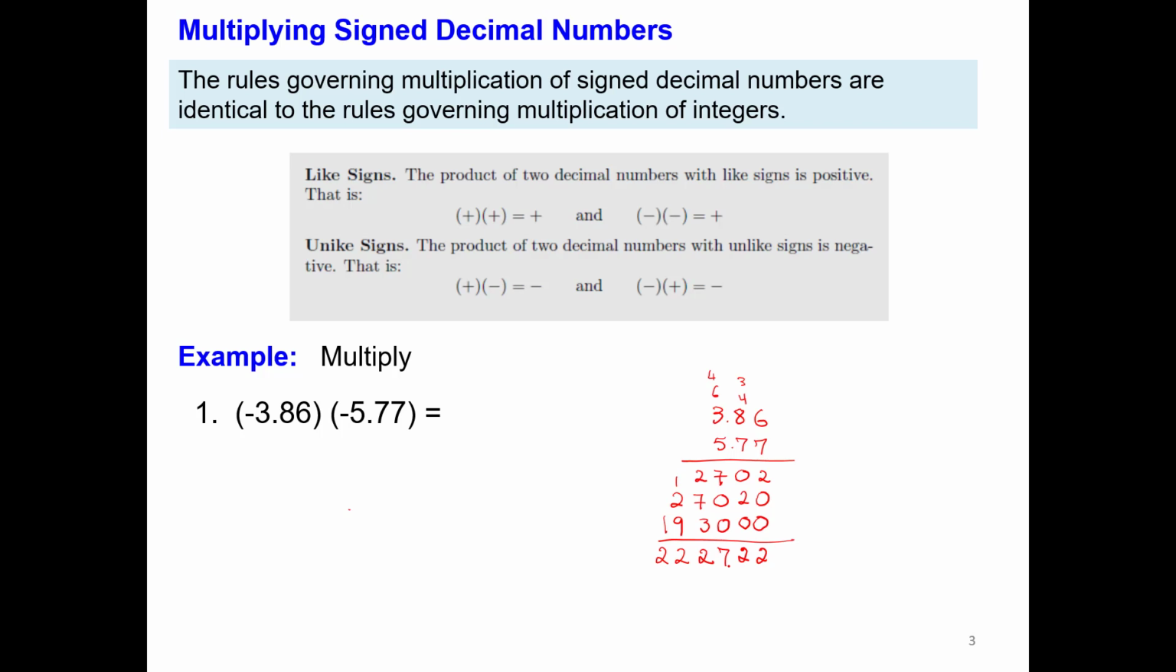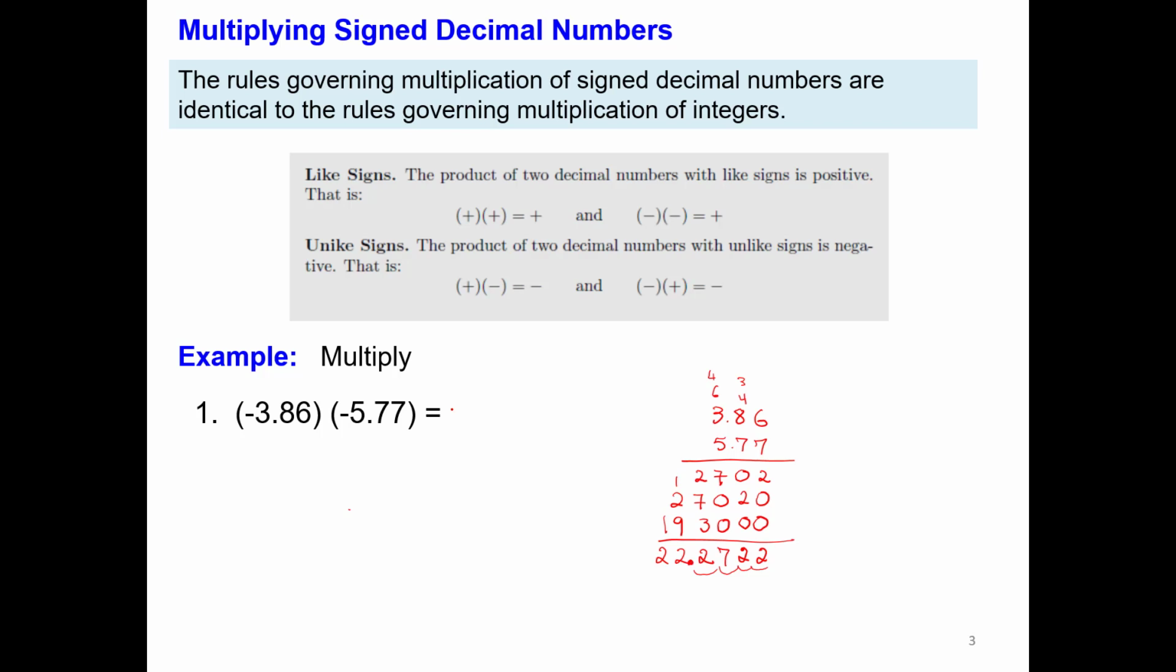Then now we need to take care of the decimal places, and now we count how many decimal places we had in both numbers. Then 1, 2, 3, 4. Then we need to count the same number of decimal places in the product. Is 1, 2, 3, 4. Then the decimal point should be right over here. Then the answer is 22.2722. And we know the answer is positive because both signs are positive.